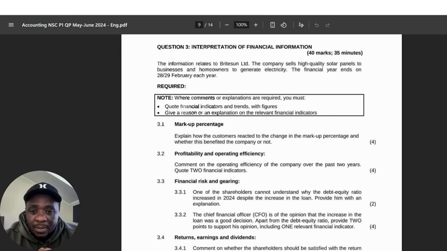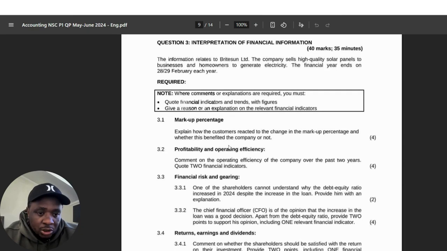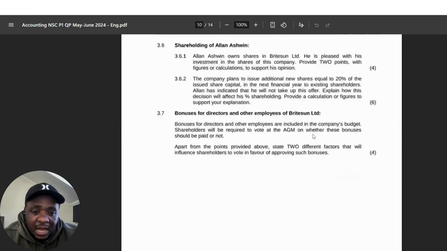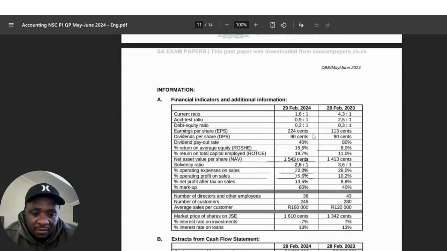So the first question is on the markup percentage, and it says explain how customers reacted to the change in the markup percentage and whether this benefited the company or not. Okay, so how did the customers react? So we're going to start with how customers reacted, right? And then after that, we say whether it was a benefit to the company or not. So let's look at how the customers reacted first.